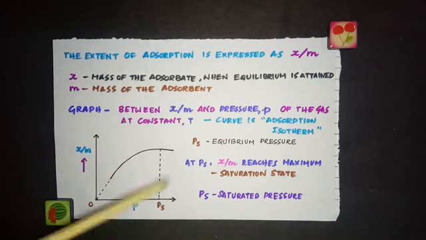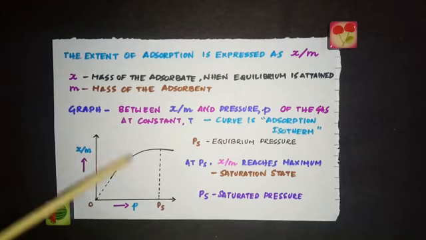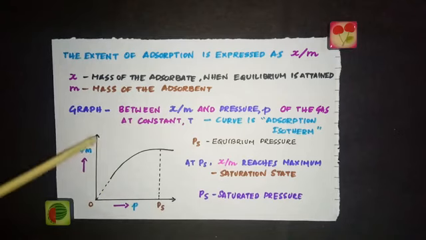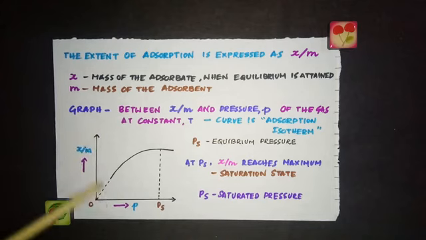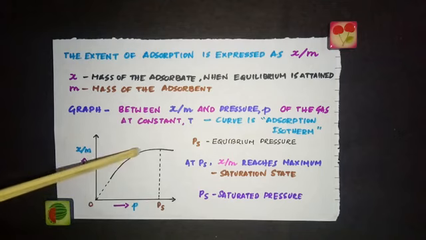This is a simple type of adsorption isotherm. That is the relationship between the pressure of the gas, which is the adsorbate, and the amount of the gas adsorbed on the surface of the adsorbent, shown here at the equilibrium pressure. So this is the equilibrium pressure. Now see, x by m is taken on the y-axis and the pressure of the gas is taken on the x-axis.